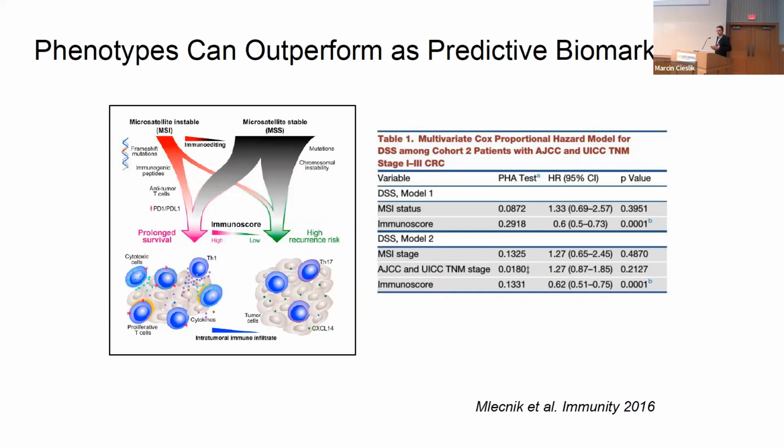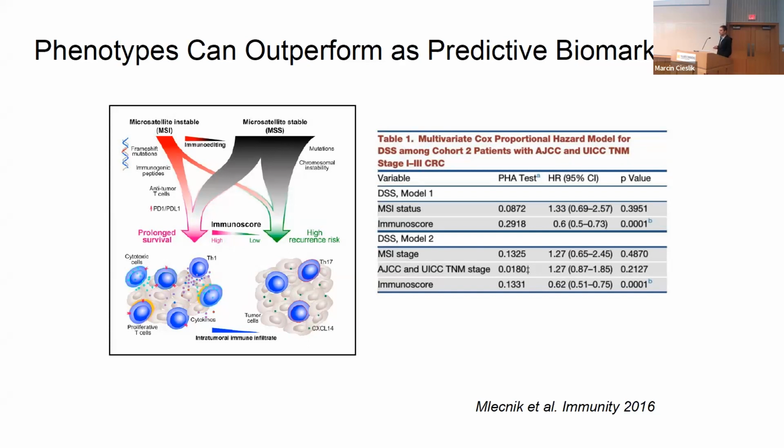So based on that very logical, very scientific line of evidence, immune checkpoint blockade is approved by the FDA for all tumors with microsatellite instability. But this study by Mlecznik, one of the most interesting studies, asked the question: do we actually need to know whether a colorectal cancer is microsatellite stable or unstable?